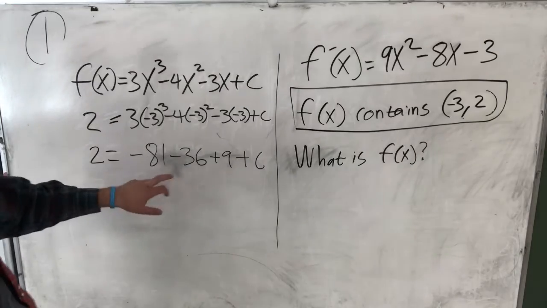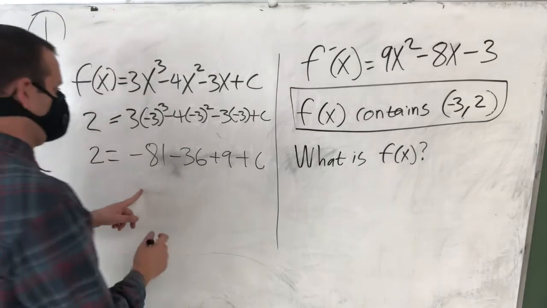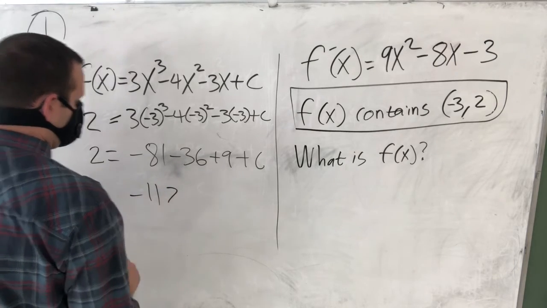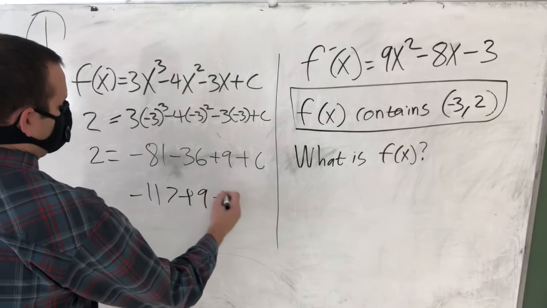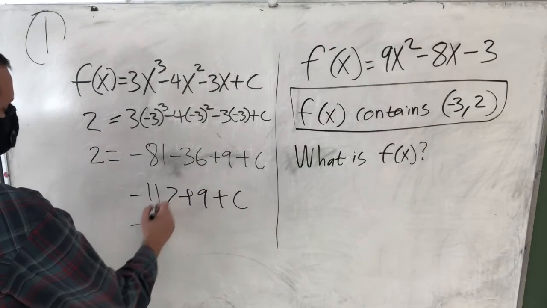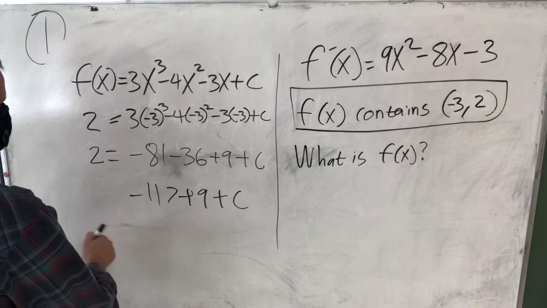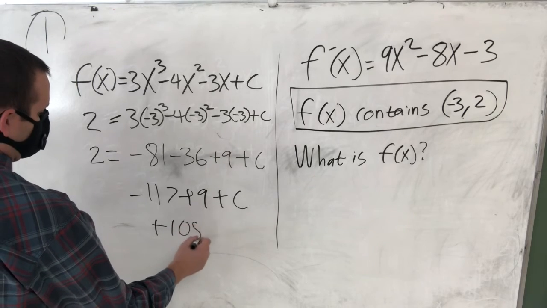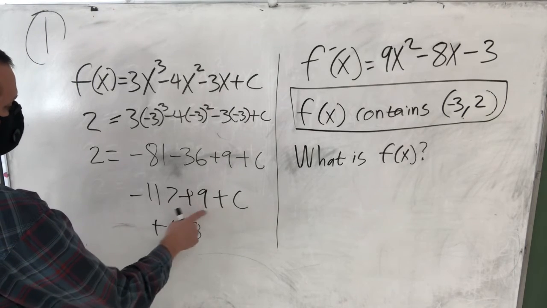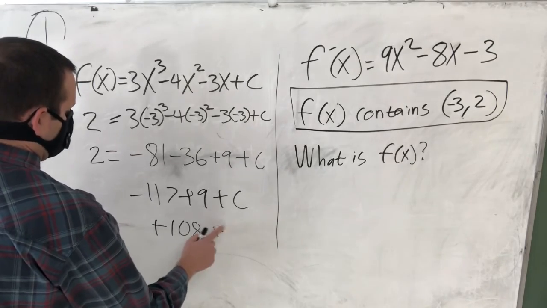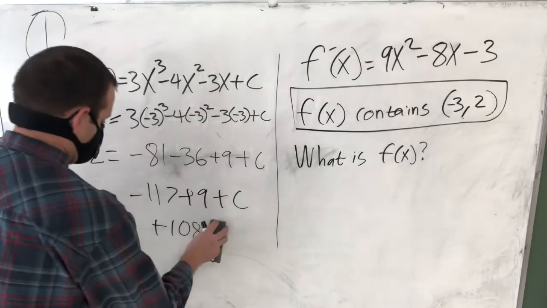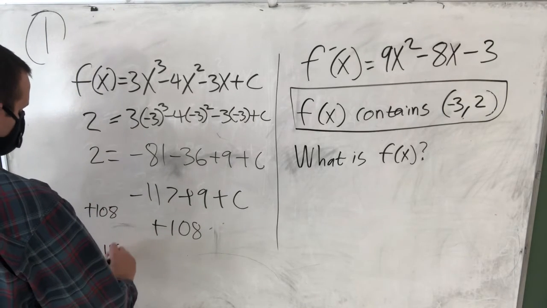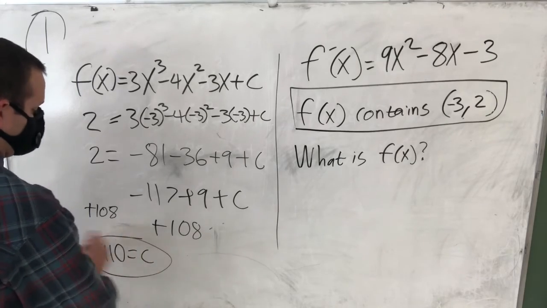Let's see here, negative 81 minus 36. That's going to be negative 117. Then 3 plus 8 is 11, plus 9 plus c. So here, if I add 108 to both sides, because these add up to negative 108, I'm going to add 108 to both sides. And you get 110 is the value of c.